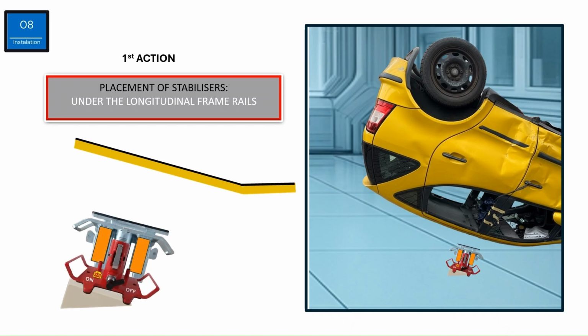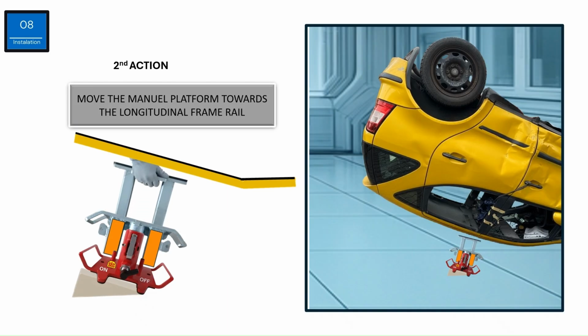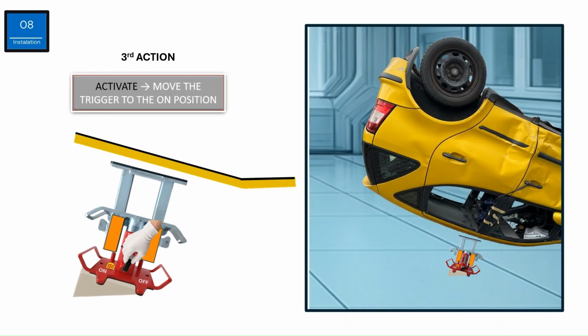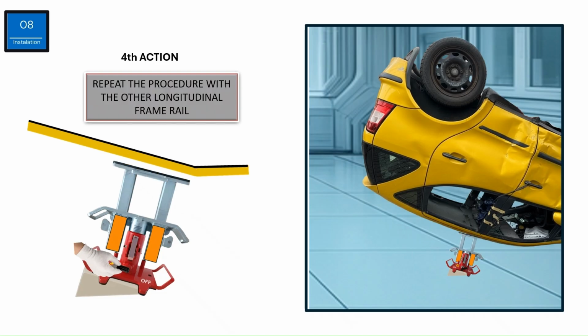Move the manual platform toward the beam. Activate the system by moving the trigger to on, as shown. The system is now operational. Repeat the same process on the opposite beam.